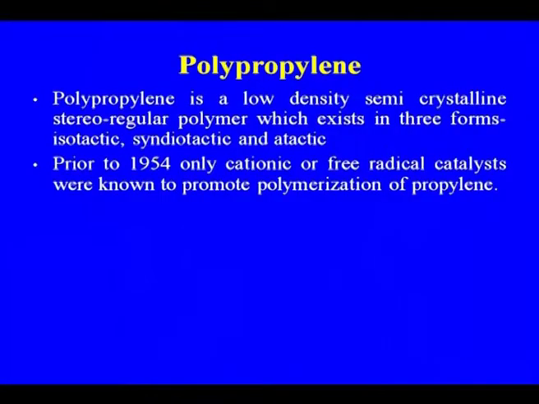Now this was the various processes that are available for making polyethylene. Now we will be discussing polypropylene. Polypropylene is a low density semi-crystalline stereoregular polymer which exists in three forms: isotactic, syndiotactic, and atactic. So these are the three forms of polypropylene. Prior to 1954 only cationic or free radical catalysts were known to promote the polymerization of propylene.